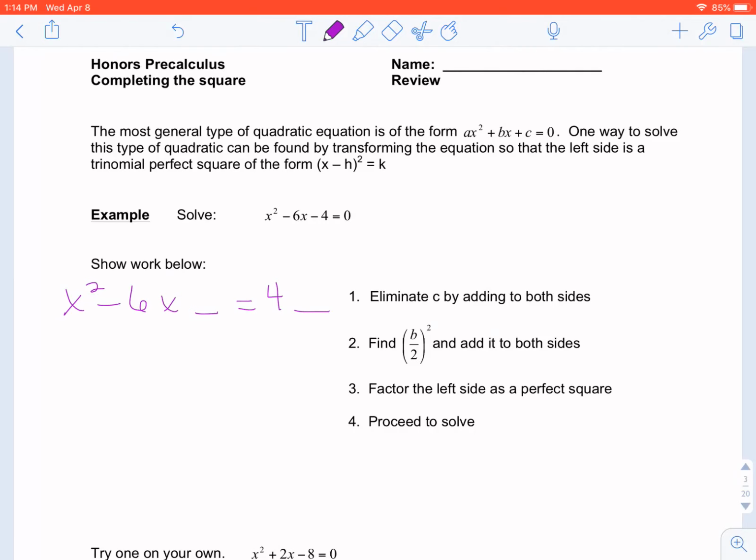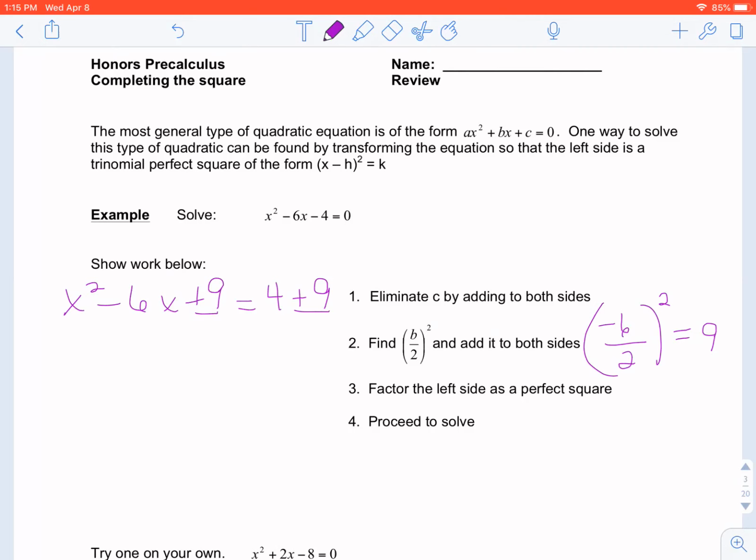The second step says take b, which is -6, divided by 2, and square it. This gives us that number that is a perfect square that relates to the value of b. So -6 divided by 2 is -3, and -3 squared is 9. We're going to add that to both sides of the equation because what you do to one side, you have to do to the other.